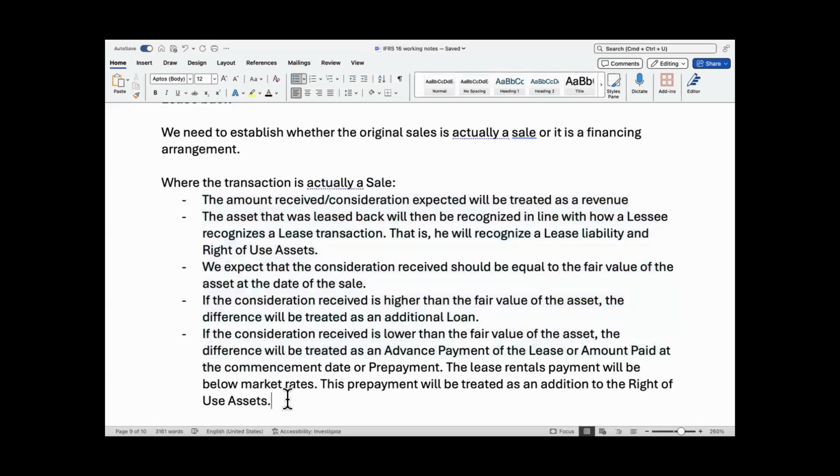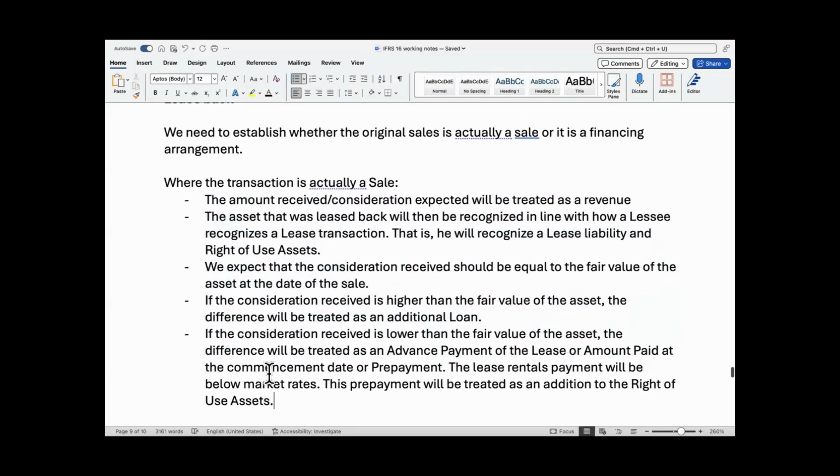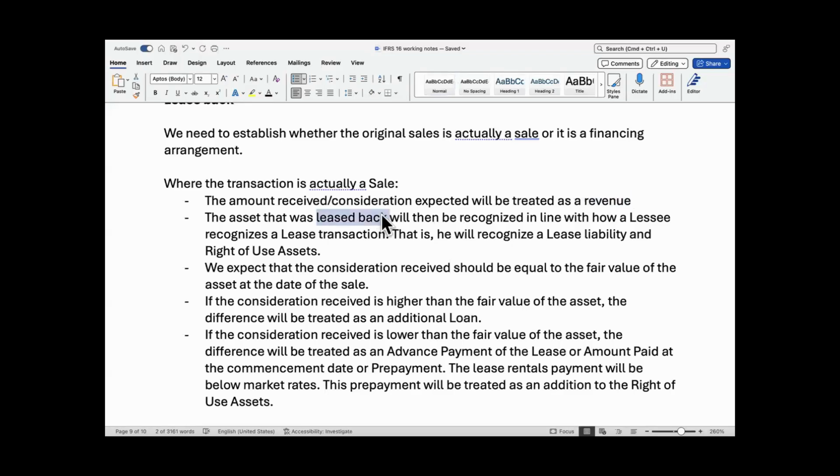So let me just recap it again for you. You sold and leased back. IFRS 15 says, yes, it qualifies as a sale. We look at it, we say, okay, you have transferred control. Fine. So the money you received from the sale is revenue. Now, no issue. The issue is the fact that you have leased it back, so automatically you are a lessee. So you're expected to recognize this in line with how a lessee will recognize the lease transaction. So the lessee will recognize lease liability and right of use assets. This should not be difficult for you.